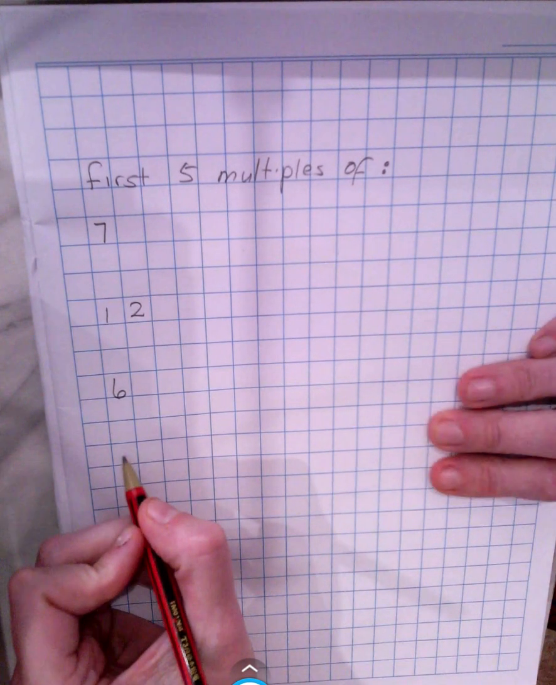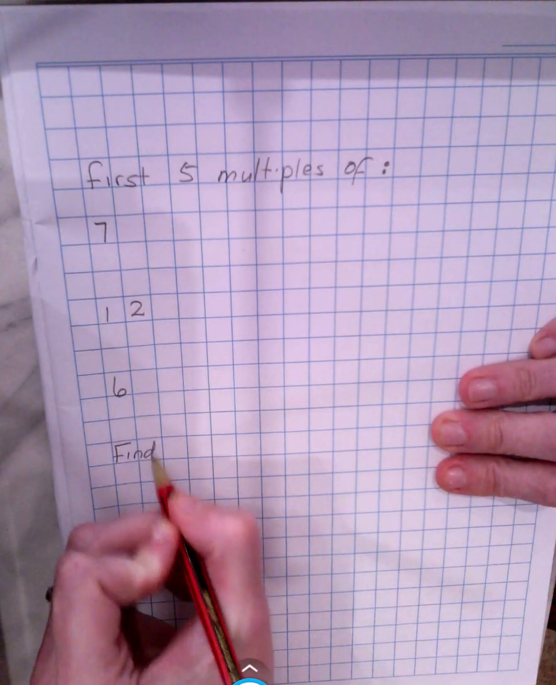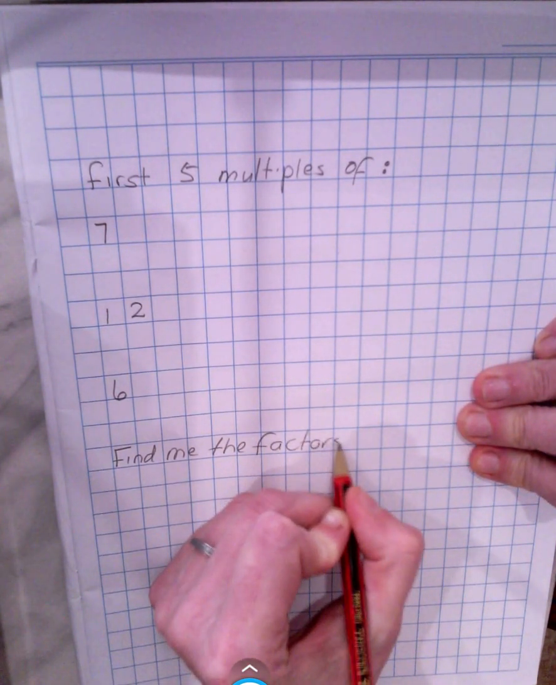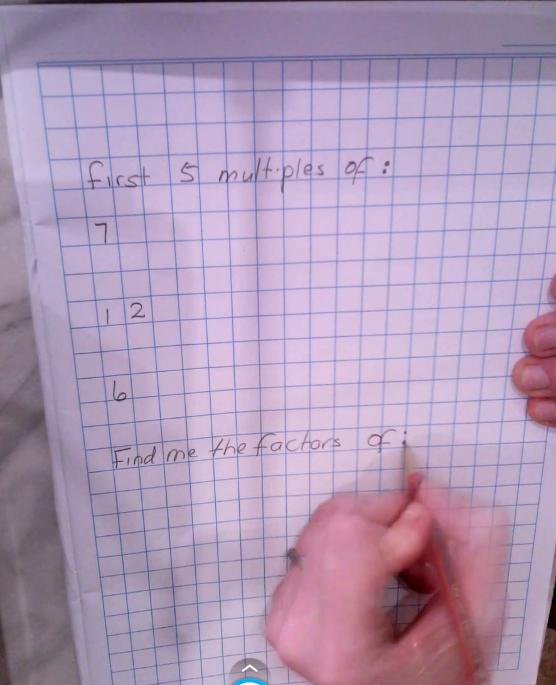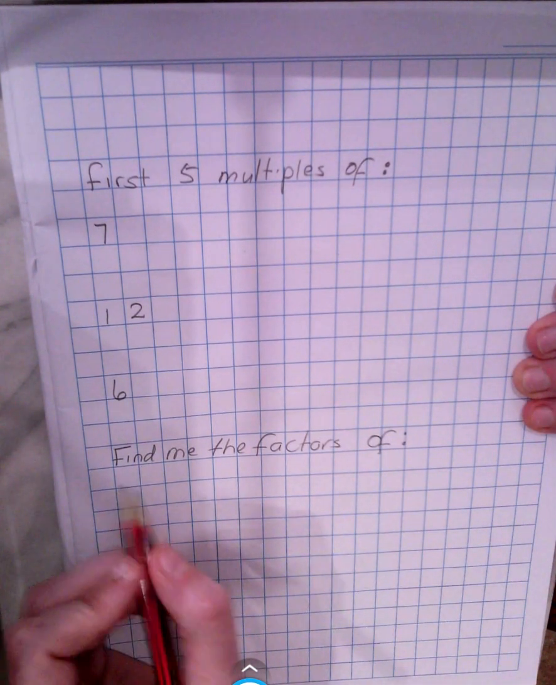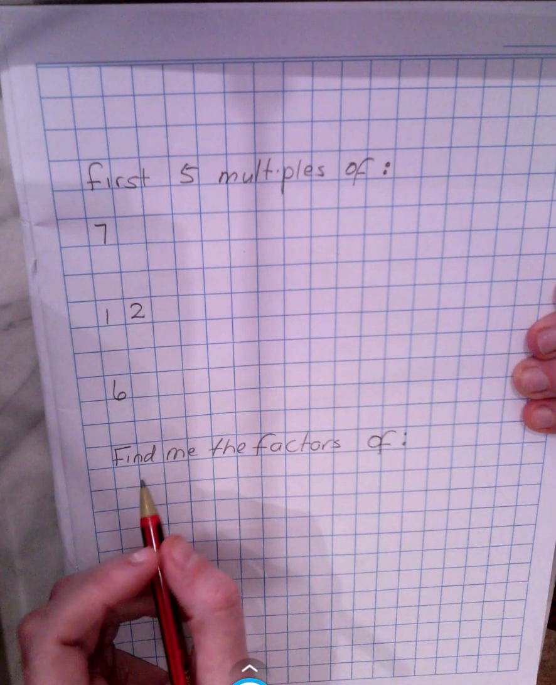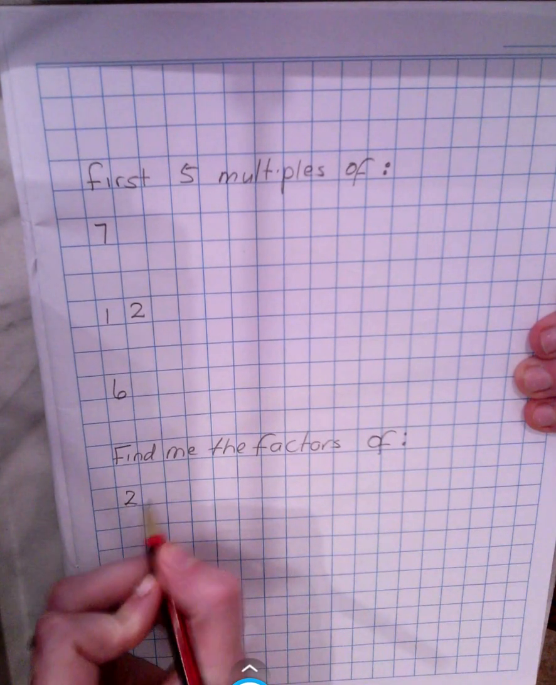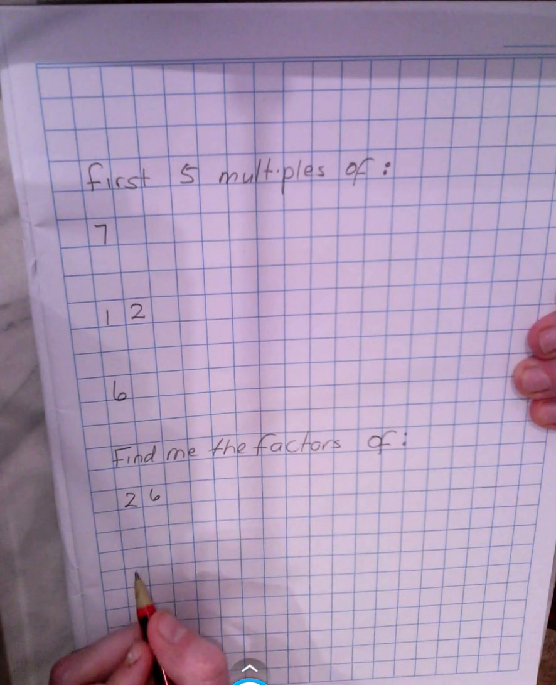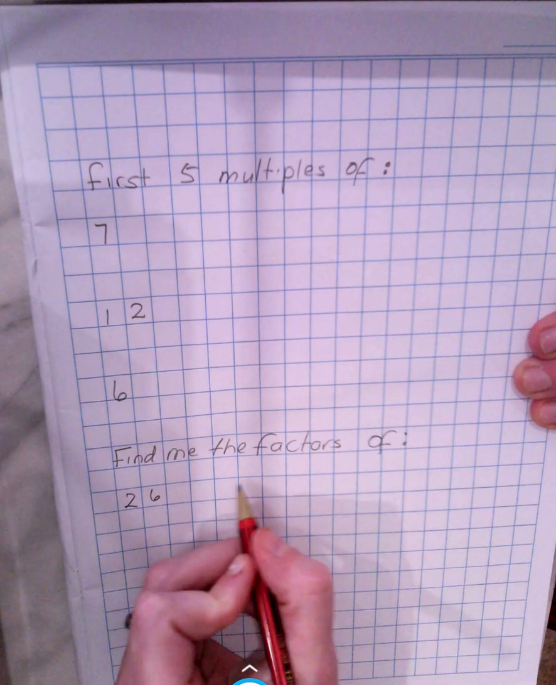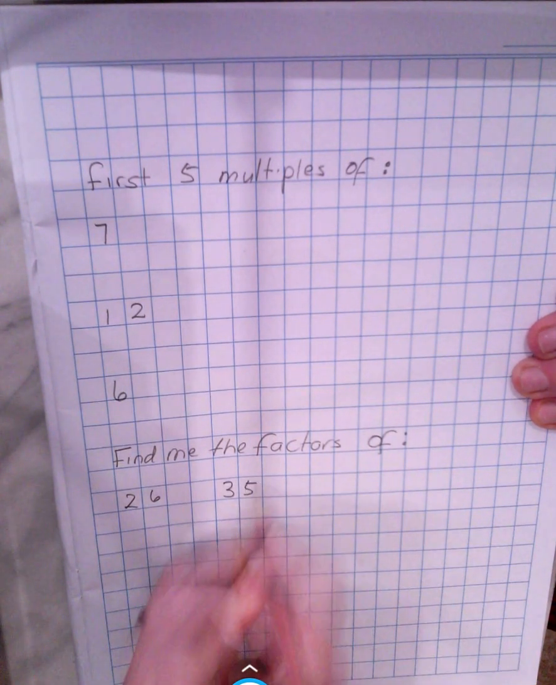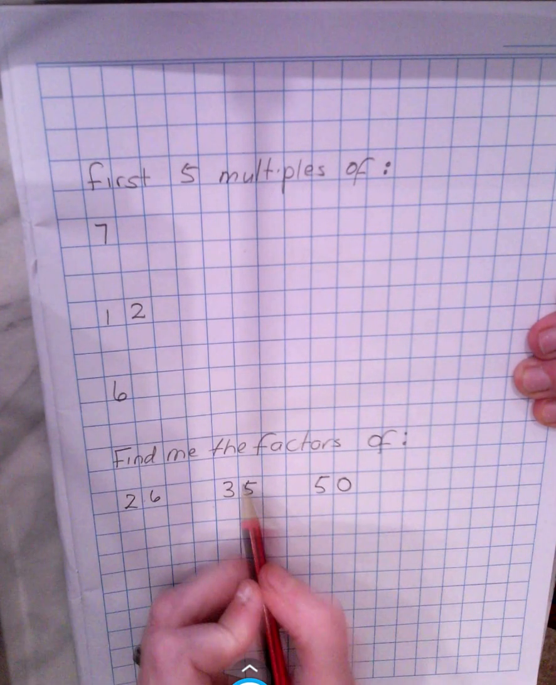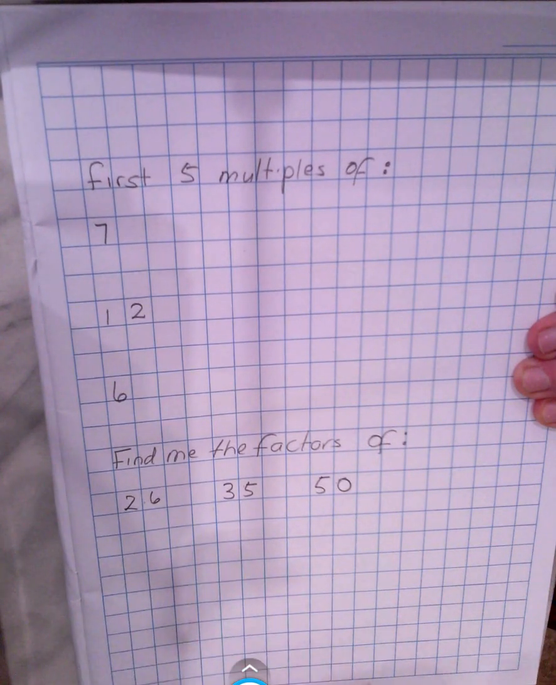Now I would like you to find me the factors of, these are the numbers I want you to find me the factors of, and I also want you to show me the multiplication tables that are going to give you the factors, just like I showed you to do yesterday, of 26. I also want you to do 35, and I want you to do 50. I want you to find me the factors of these numbers. Remember how to set it out nice and neatly, one under the other.